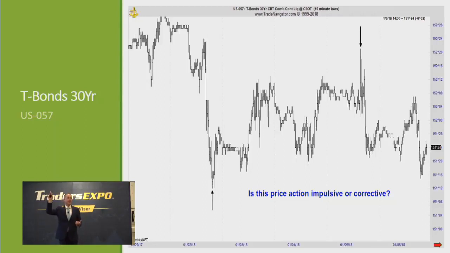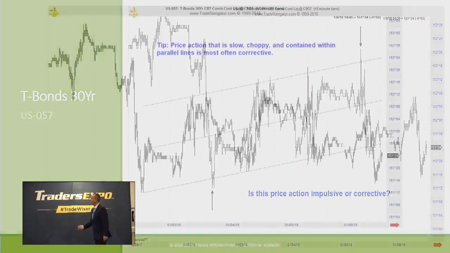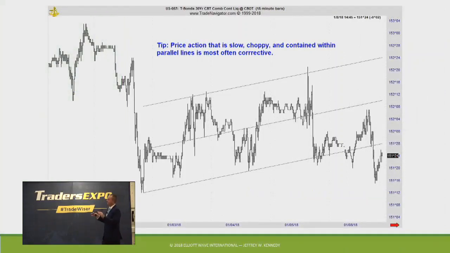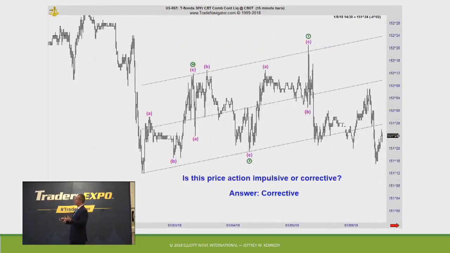Corrective. Raise your hand if you say corrective. Okay, raise your hand if you say motive. Okay, we have to talk. Again, tip. I've almost built a career on this, guys. Counter-trend price action, slow and choppy, tends to be contained within parallel lines. The answer is, it's a correction.